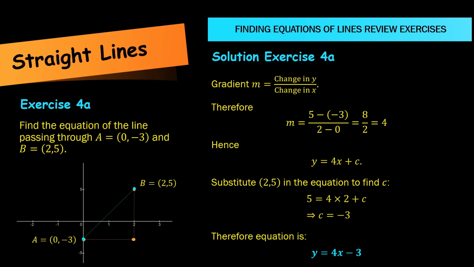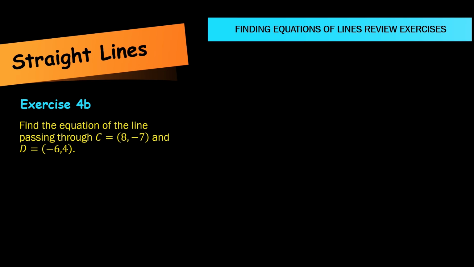Now let's have a go at exercise 4b. Find the equation of the line passing through c equals 8, minus 7 and d equals minus 6, 4. Plot the points on a graph and join the points with a straight line, as shown.